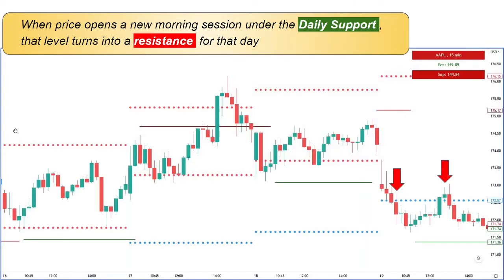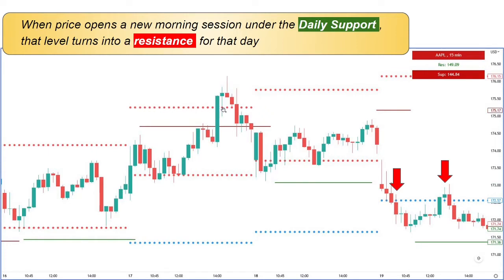Here is a similar example but with secondary resistance. You can see that price opened up that session over the daily resistance. It got tested several times. Bears failed to push price under that level, so bulls stepped in. They started pushing price higher, and look where we pushed it. We pushed it up to the secondary daily resistance.